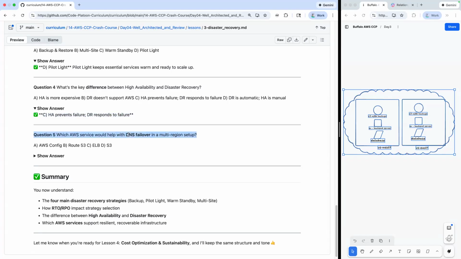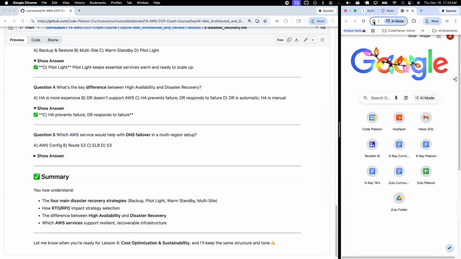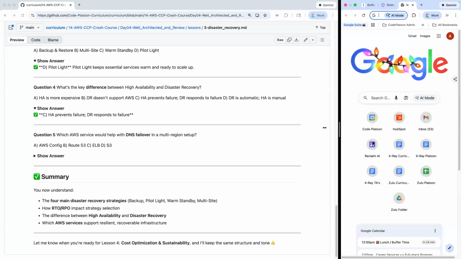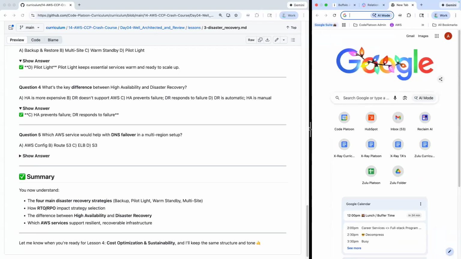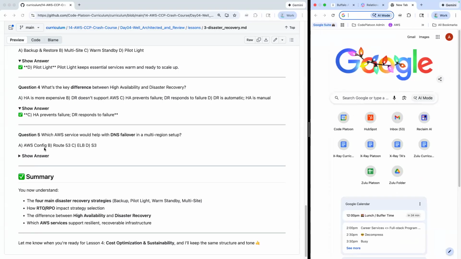Finally, what AWS service helps with DNS failover in a multi-region setup? So this is a bit more of a complex question, right? We're talking about disaster recovery with something that I'm actually not that familiar with. We'll Google DNS failover in just a moment, but I'm going to take a guess at this and try to rule stuff out. Well, AWS Config is about configuring infrastructure as code. So I'm going to rule that one out.